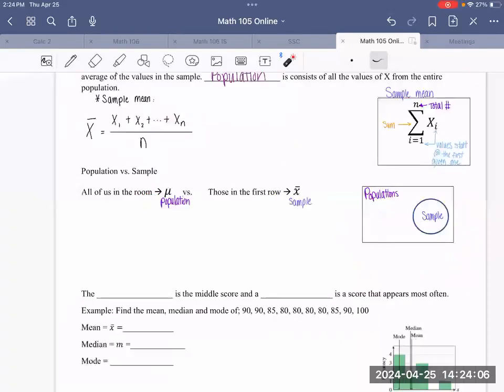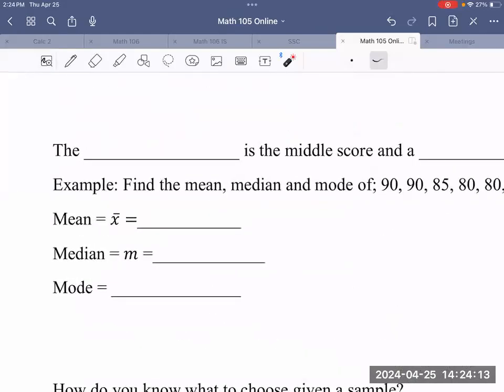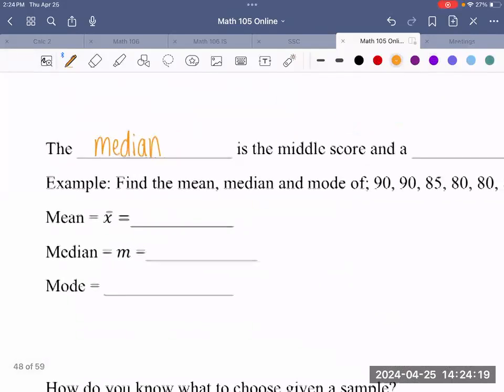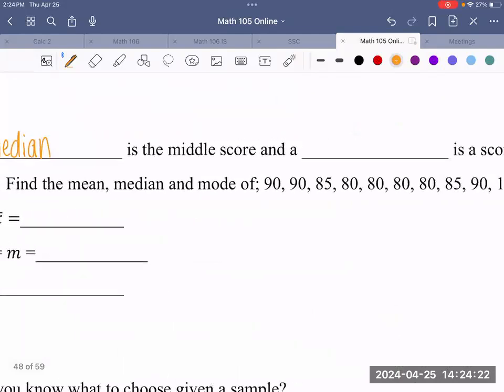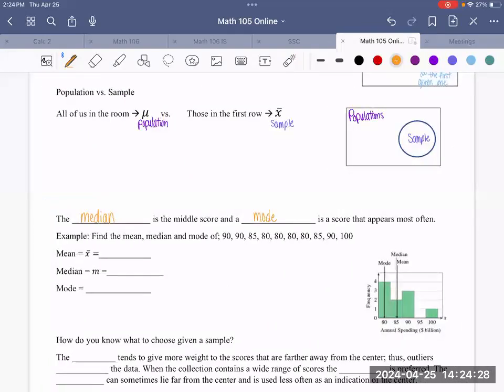Now, there are different ways to calculate your central value. One can be the median. The median is the middle score, and the mode is the score that appears most often. So for example, can we find the mean, median, and mode of this set of scores? Pause the video and see what you can come up with.